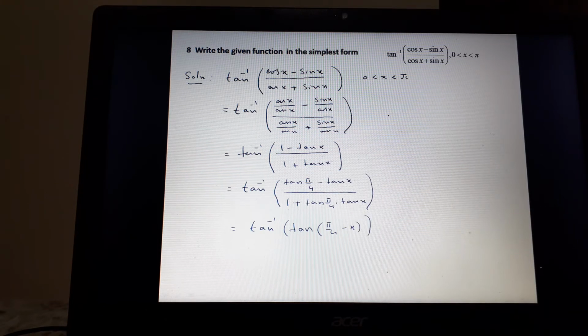Because last year you have seen tan of a minus b equals tan a minus tan b divided by 1 plus tan a tan b. If here minus, here plus. If here plus, here minus. So this is therefore equal to pi by 4 minus x. So this is the simplest form.